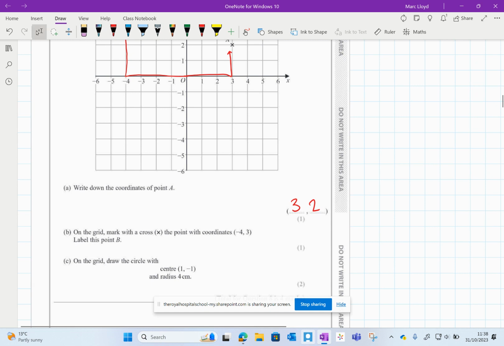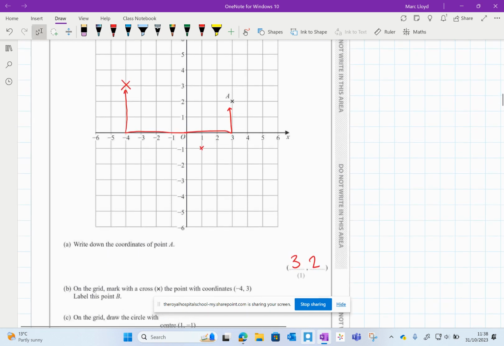Right, this is my favorite bit. Draw a circle, center 1, -1. I was really excited when I did this earlier. I'm going to get rid of these arrows now because we've drawn those coordinates. Oh, it does say label that point B. I'll probably get in trouble if I didn't label that. Now I'm going to try and draw this circle. I want the radius to be 1, 2, 3, 4 centimeters.